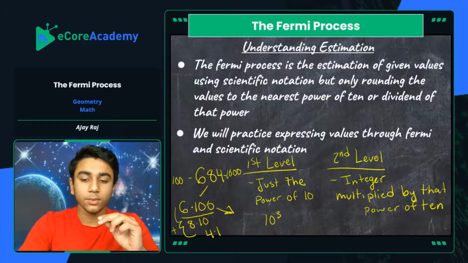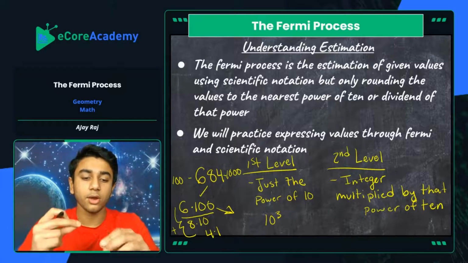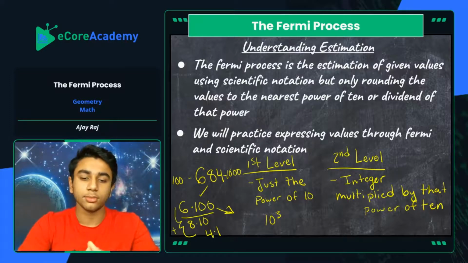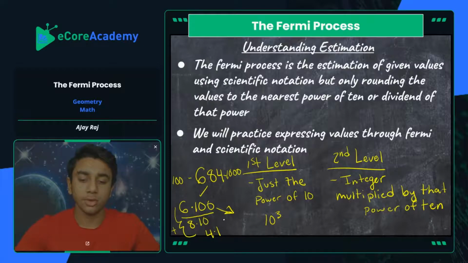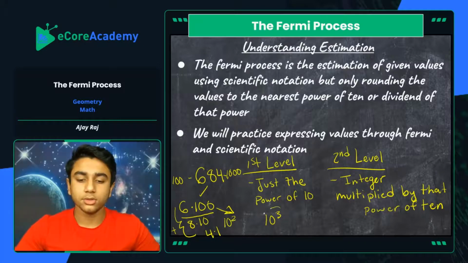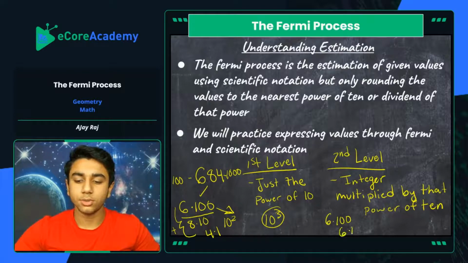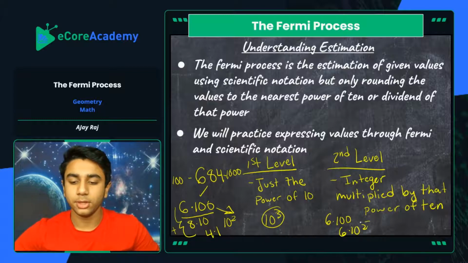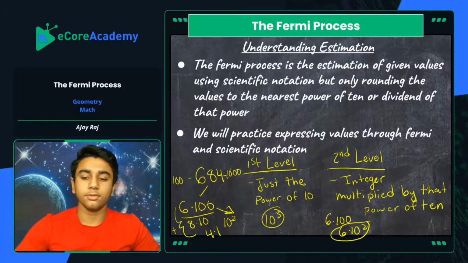But for the second level, what we can do is round it to the nearest power of 10, the existing power of 10 that it is multiplied by. In this case, it's being multiplied by 10 squared here. So for the second level, we can take 6 times 100, simplify 100 to 10 squared, and that would be our Fermi second level value.